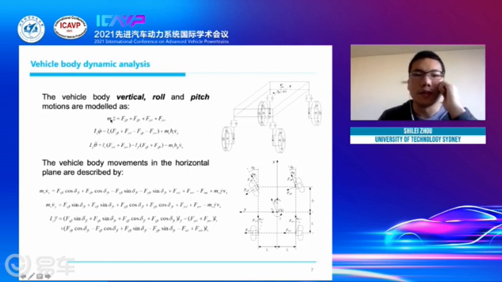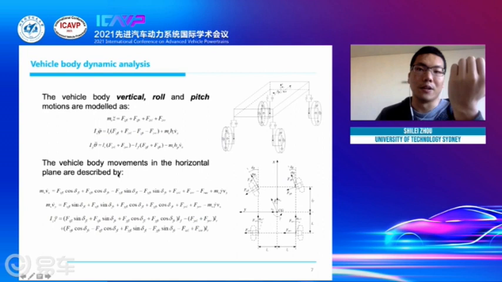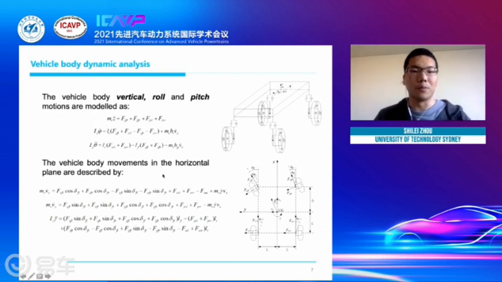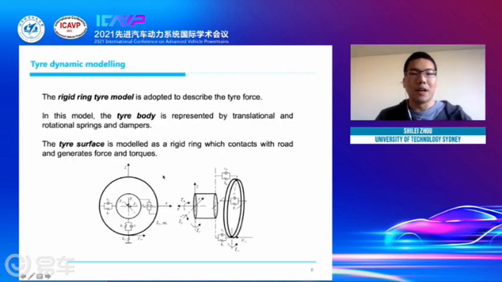Here, we have 6 degrees of freedom: x, y, z, phi, theta. Theta means vertical, and pitch, and roll. And here is longitudinal, lateral, and yaw. So these are used to describe the vehicle body motions.